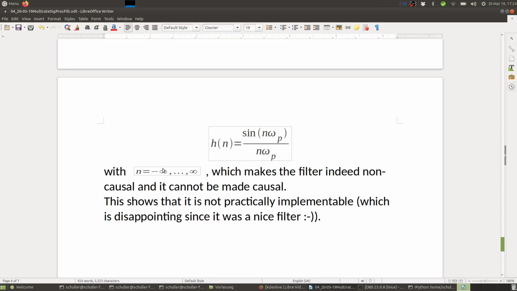So we can see it's indeed not causal, right? Because it starts at minus infinity. This makes the filter non-causal, and what's worse, it cannot be made causal because it would need an infinite delay. So this shows you that we have a problem here. It's not practically implementable, which is disappointing since it was a nice filter, right? This ideal brick wall filter.